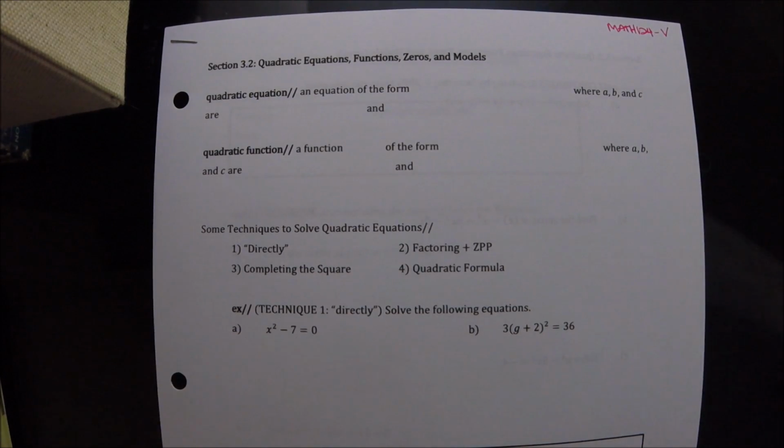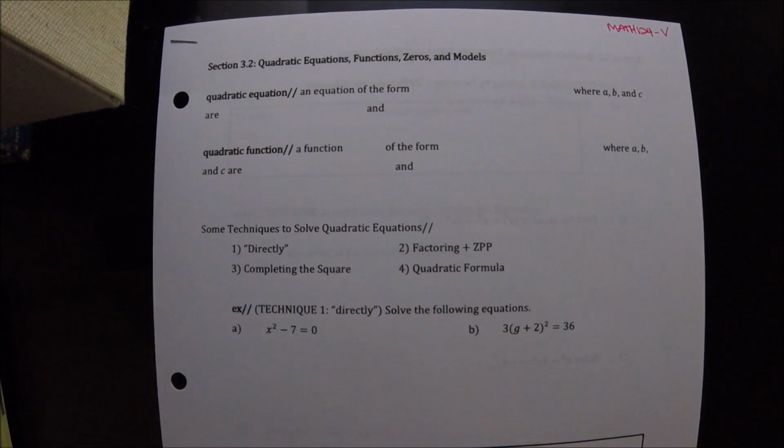Hey everybody, this is Remy, and this video covers the Math 124 note outline for Chapter 3, Section 2, which is quadratic equations, functions, zeros, and models.